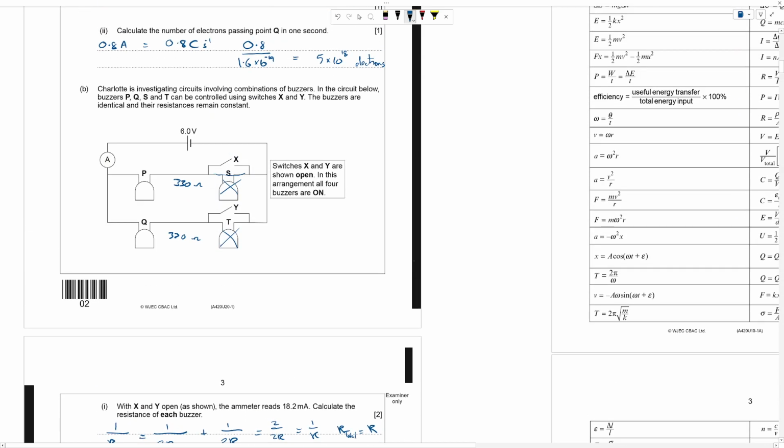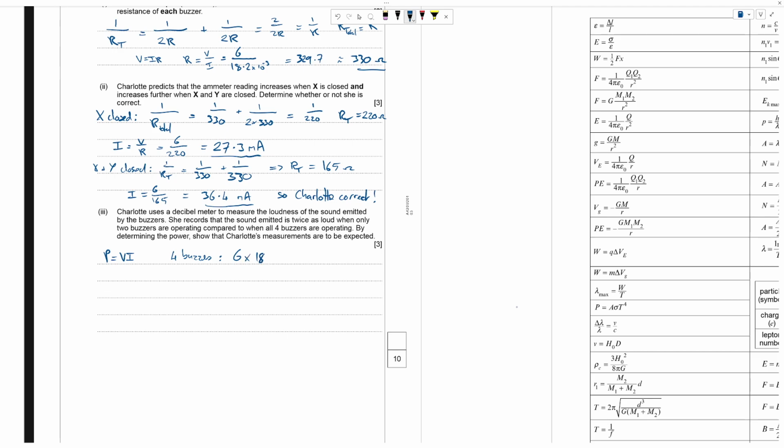So for 4 buzzers, that's our initial setup, the 4 buzzer setup with both switches open. And we were told that this current was 18.2 milliamps. Total power then is 6 times 18.2 times 10 to the minus 3, which gives 0.11 watts. For 2 buzzers, VI is 6 times, and we can use our answer from the previous question, 36.4 times 10 to the minus 3. We can see already that that is indeed double the current, so it is going to give double the power, 0.22 watts.